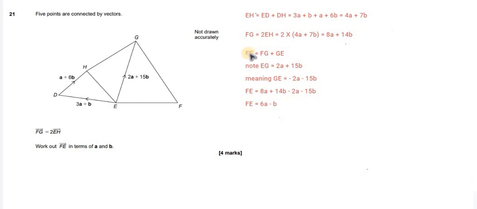So Fe would be equal to Fg, 8A plus 14B, minus 2A, which is Ge. So since you're adding, the signs don't change. So Ge, which is this, minus 2A minus 15B, which is 6A, 14B minus 15B, that's minus B. So Fe is equal to 6A minus B.